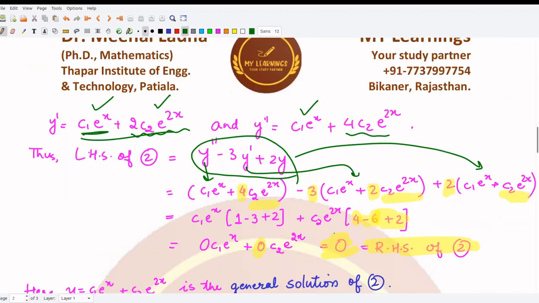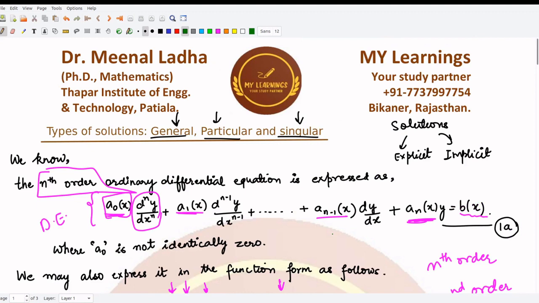So I hope you understood this concept of general, particular and singular solutions well.